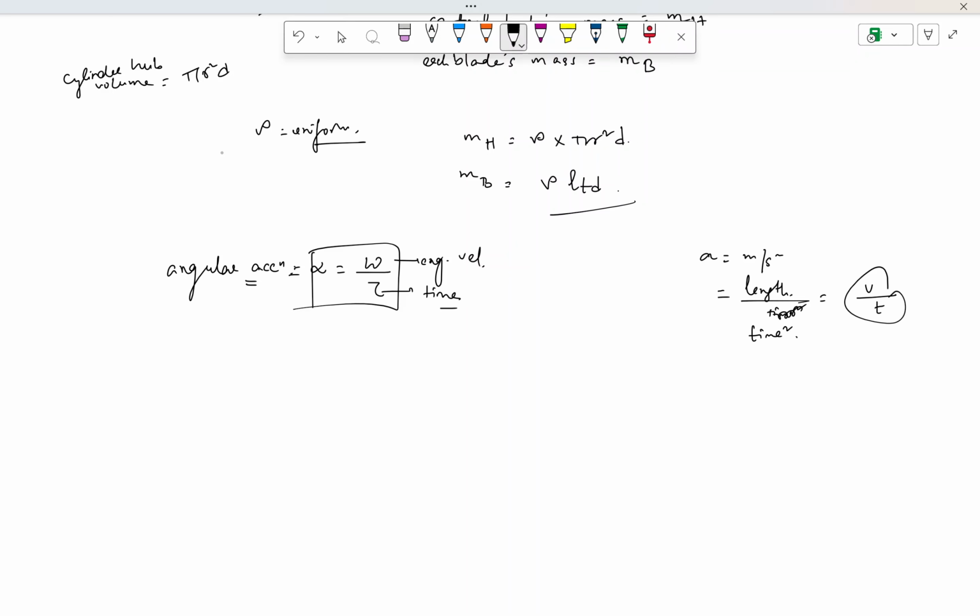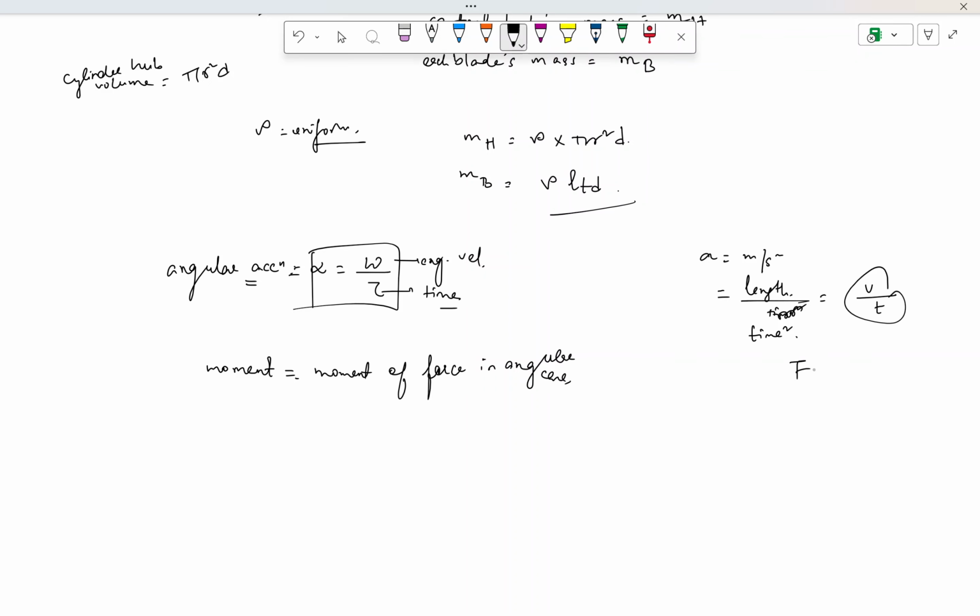Now, what is the moment's definition? What is meant by moment? So, moment is basically nothing but a product of the moment of inertia and the angular acceleration. Moment basically means moment of force or torque, in the angular case, obviously.